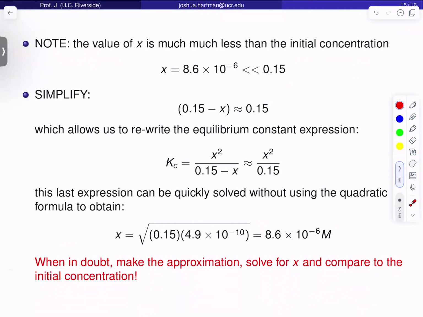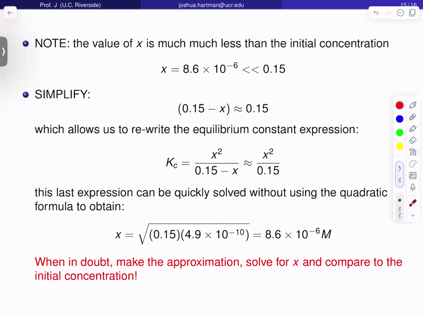And the question always comes up: am I justified in making this small x approximation? What are the rules there? Well, we'll talk about some guiding principles in a minute. But when in doubt, make the approximation. You can always determine whether or not x was small. You make the approximation and solve for x, and if you get a value of x that's on par with or influencing values that are significant in the equilibrium constant expression, then that's no good. You can't make that approximation. Unfortunately, you have to go to using the quadratic.